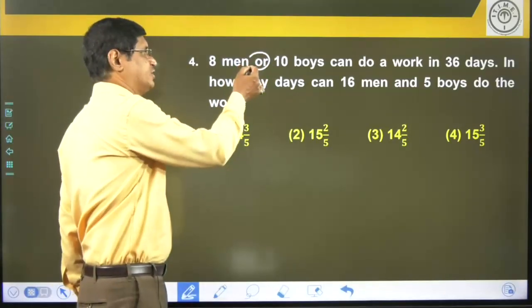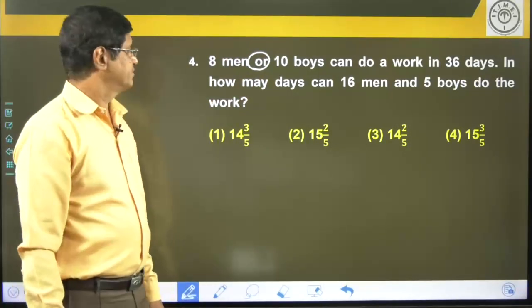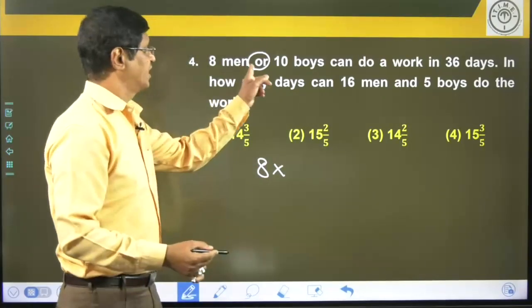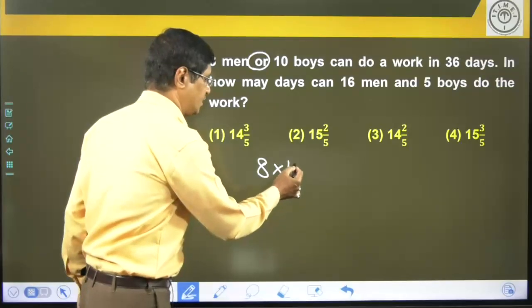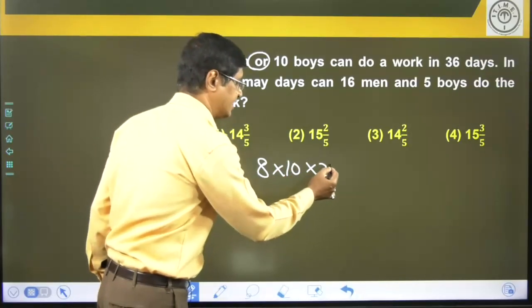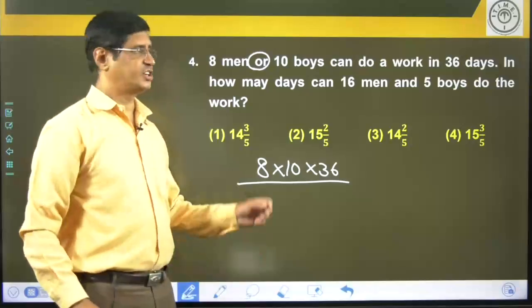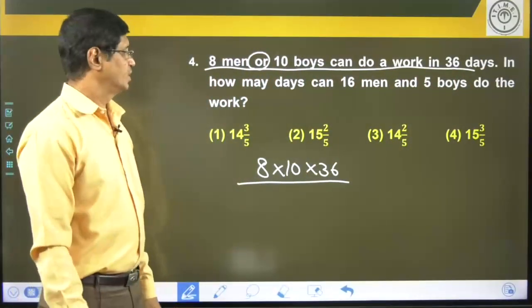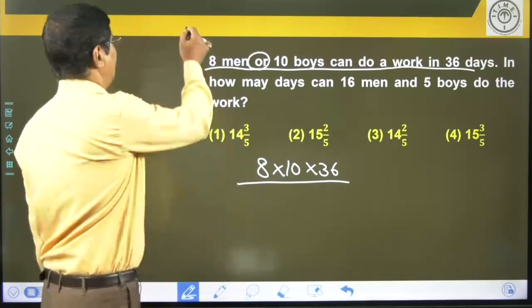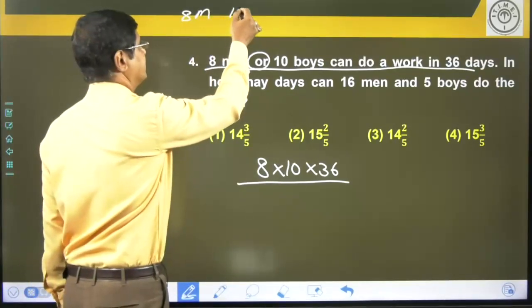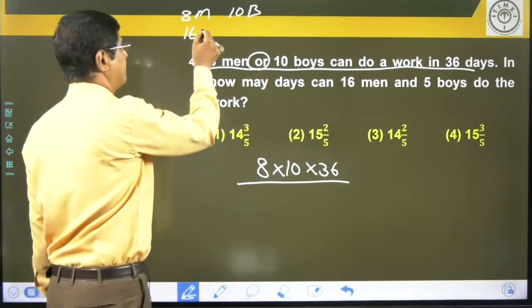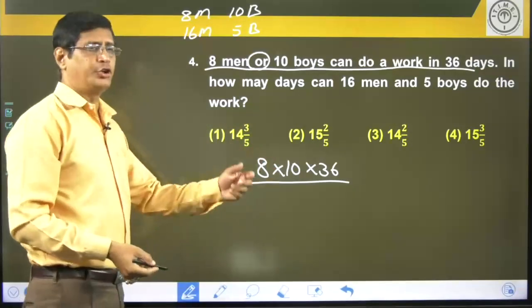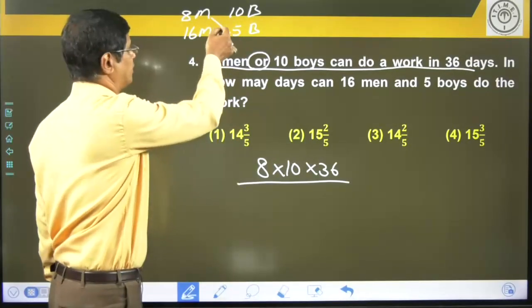Whenever you get a question like this by using the condition OR, simply take the numbers given in the first line, that is 8 men, 10 boys and 36 days. Just take this on the numerator side of the fraction. What is the next? 8 men, 10 boys, 16 men and how many boys? 5 boys. Whereas in the denominator, just observe some of the cross multiplication.